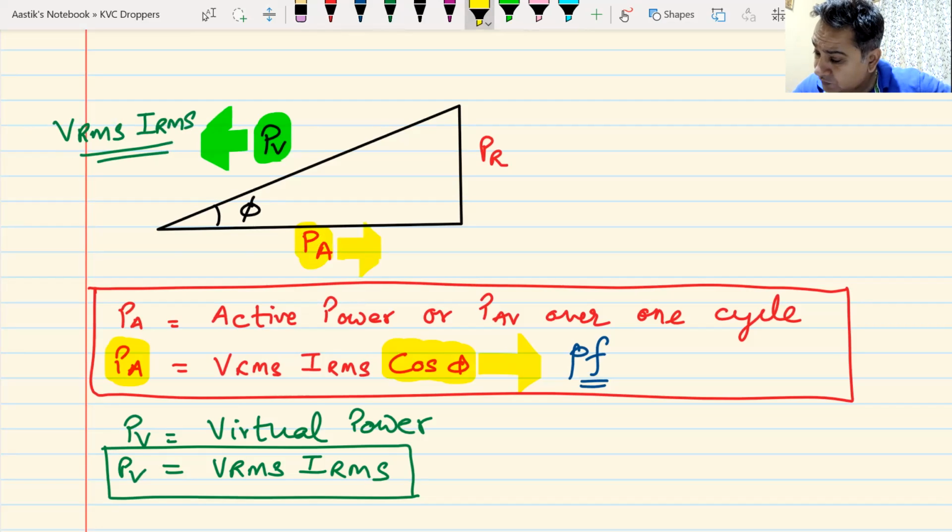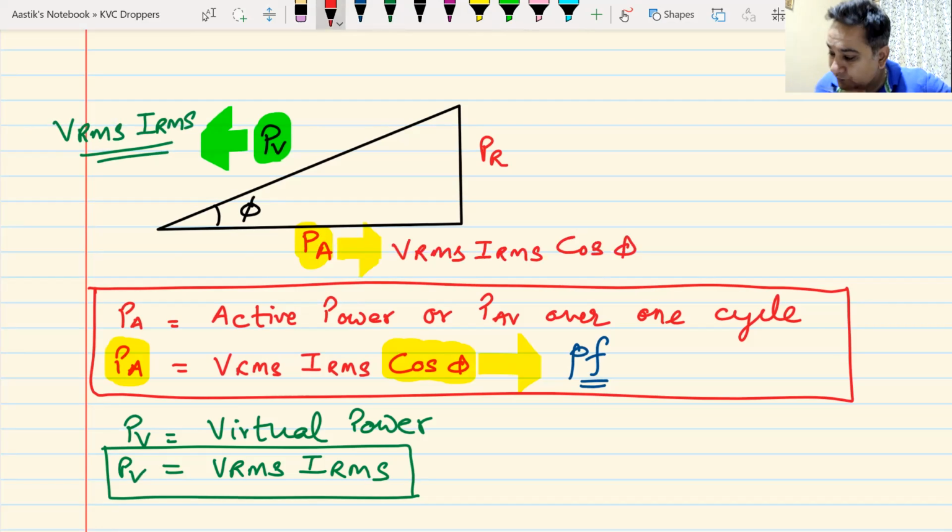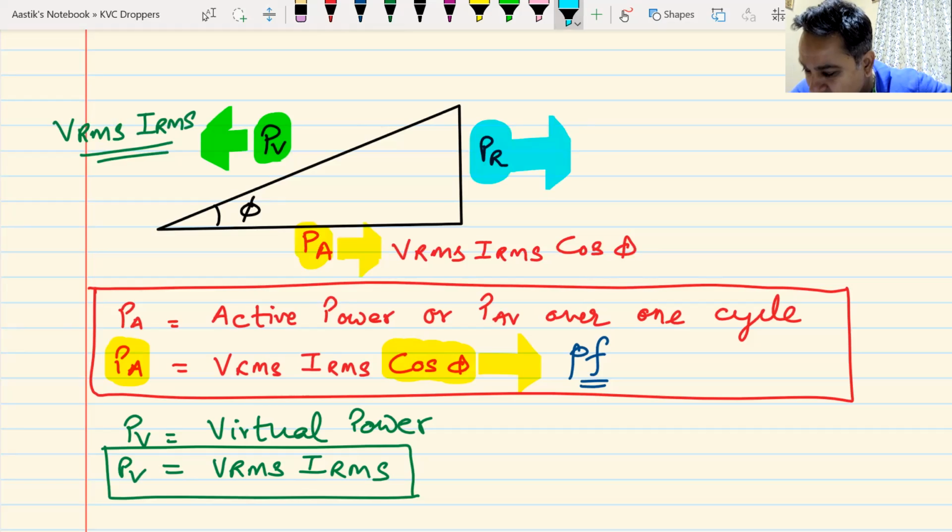I hope all of you are writing this: VRMS, IRMS, cos phi. Now, no one is going to ask you the third thing, but it is very easy to understand what it would be. It's a right angle triangle, remember. This PR is known as the reactive power.